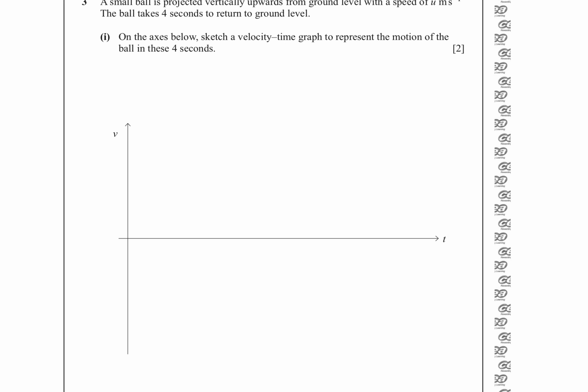Okay, so it starts off with some speed. So up here, it's got a speed of u, and that's the speed that it's thrown. And what will happen is it will actually slow down. It will get to here, its speed will be 0, and that's when it's at its maximum height.